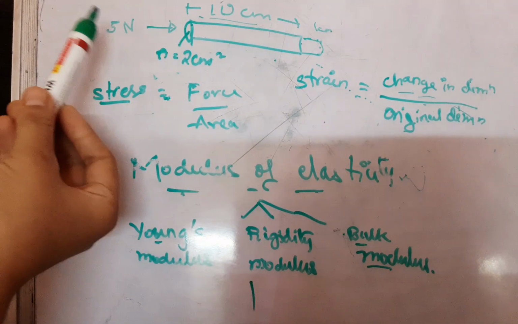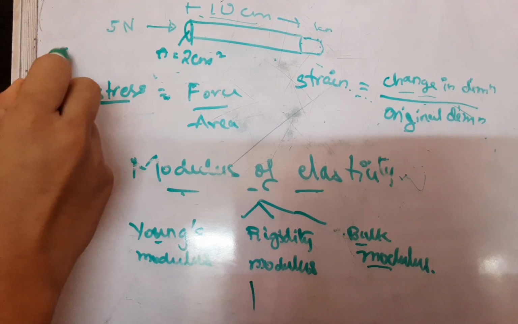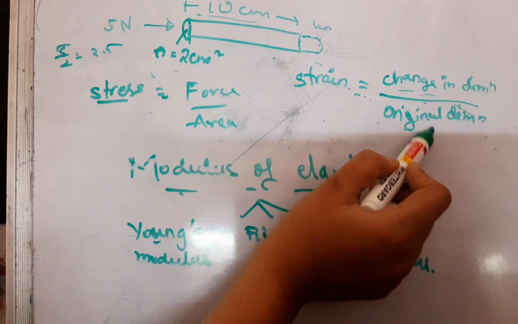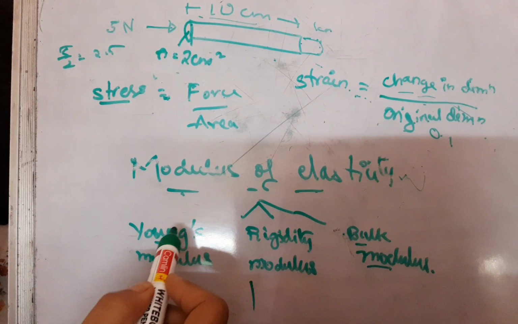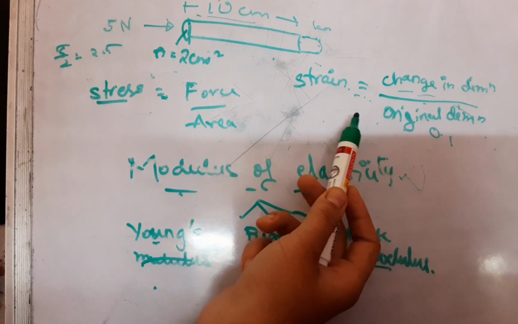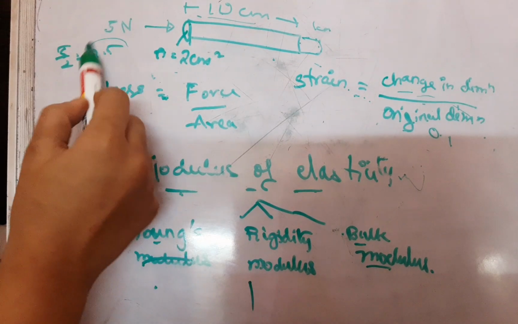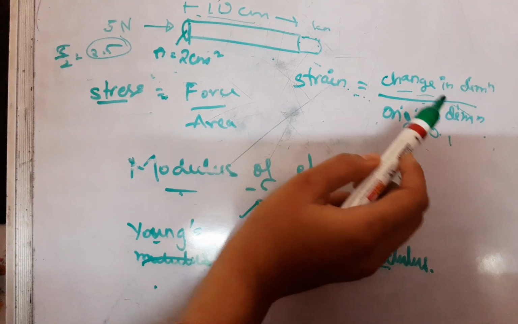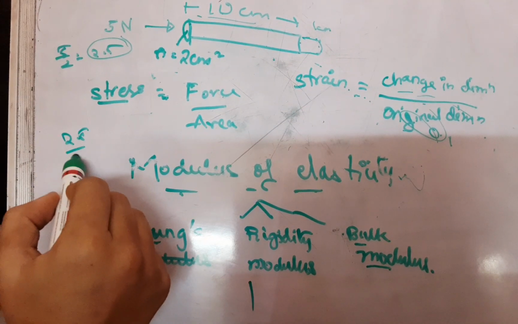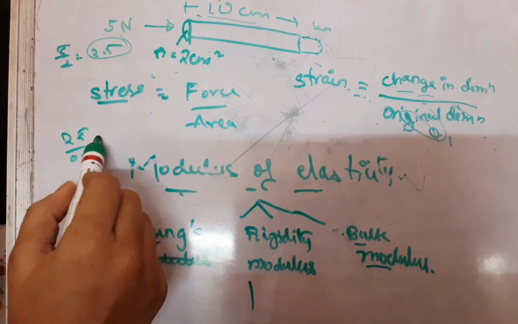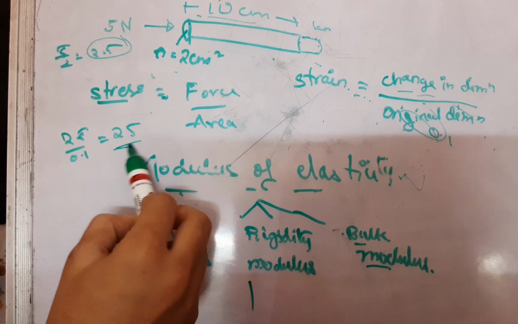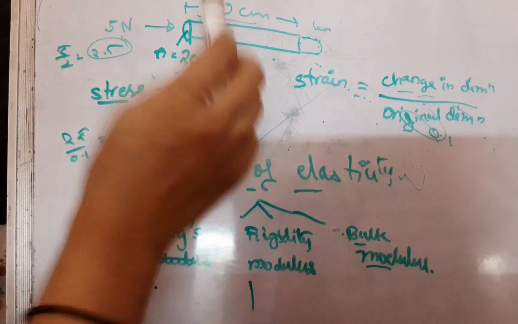And stress will be 5 divided by 2. So 5 divided by 2 is nothing but 2.5. And here 1 divided by 10 is nothing but 0.1. So now they will ask what is Young's modulus. What is Young's modulus? Stress upon strain. So what stress value did you get? 2.5. What strain value did you get? 0.1. So stress upon strain means 2.5 divided by 0.1. That is nothing but 25. So your Young's modulus value came to be 25 for this rod.